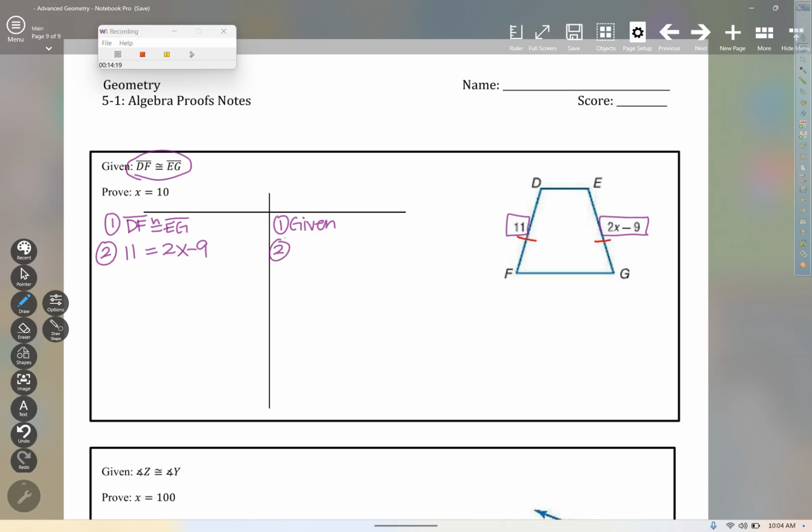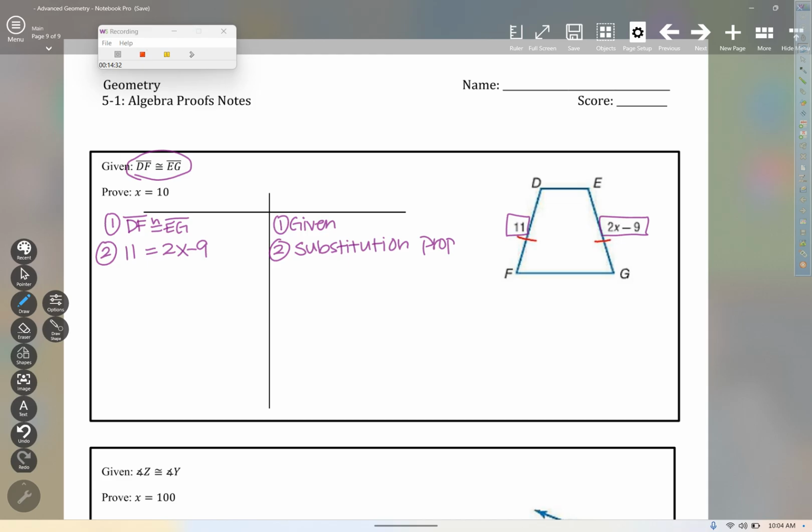And what did I just do? What property from the front? I substituted in something for something else. So that's called substitution property.